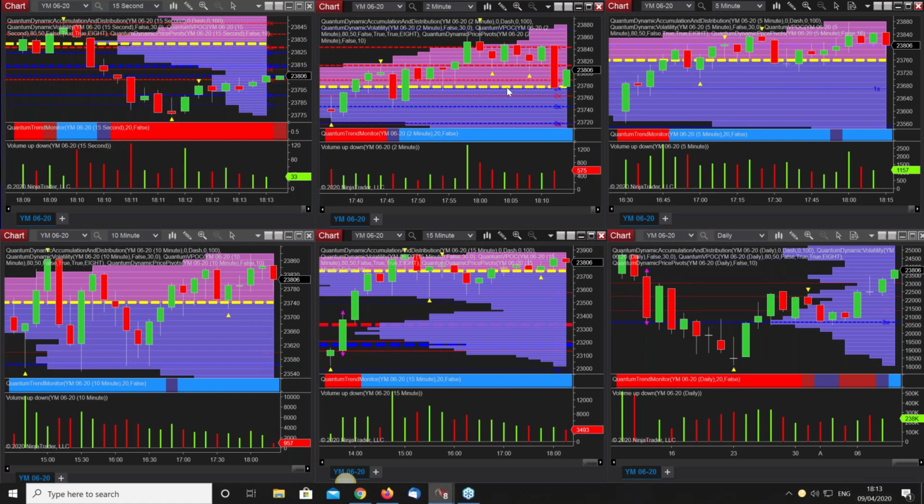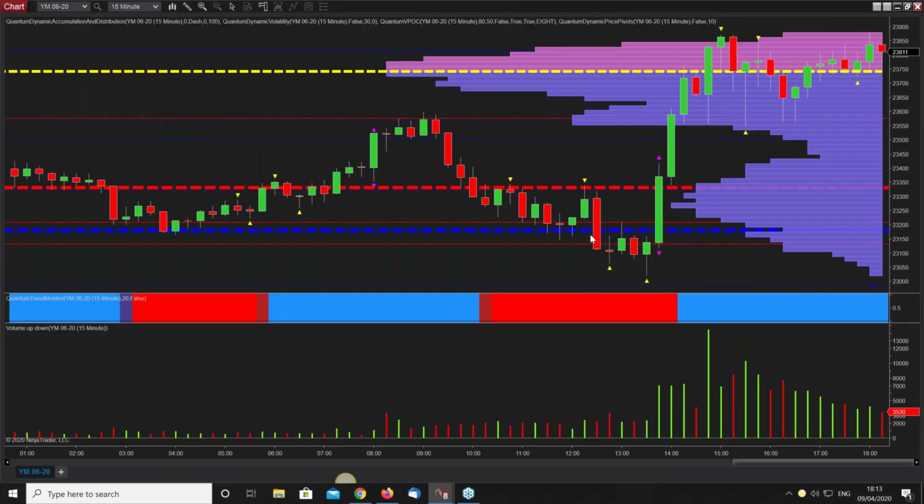But at the moment, we're in pure congestion phase. We've got volume point of control in evidence on the 15-second, on the 2 minute. We're trading at it on the 5 minute, and on the 10 and on the 15 as well. So really, it's only telling you one thing. You've just got to be patient and wait. We've had the big moves.